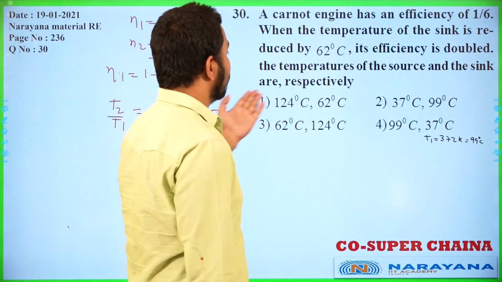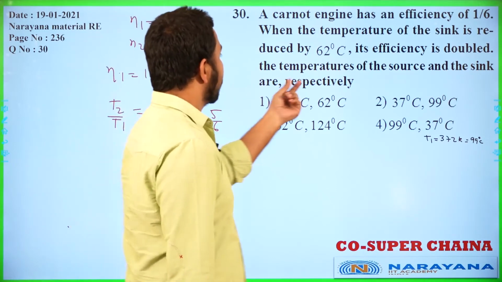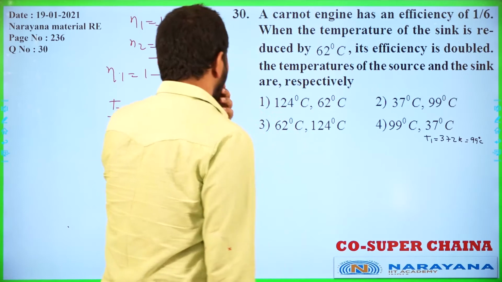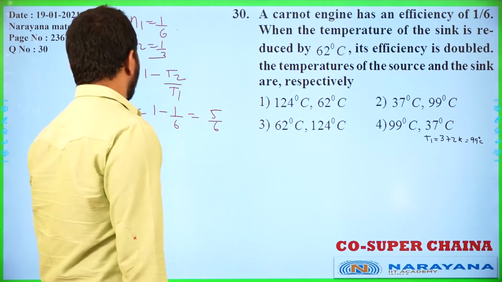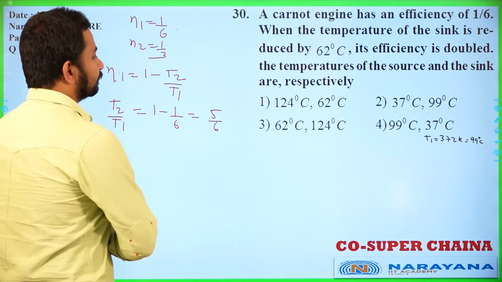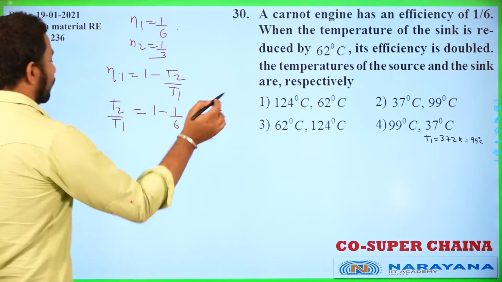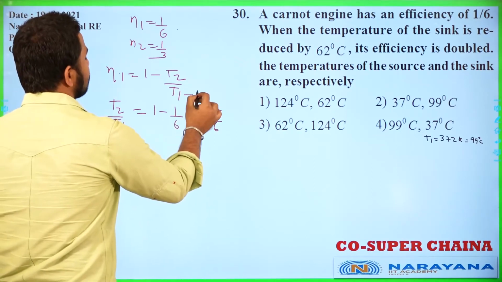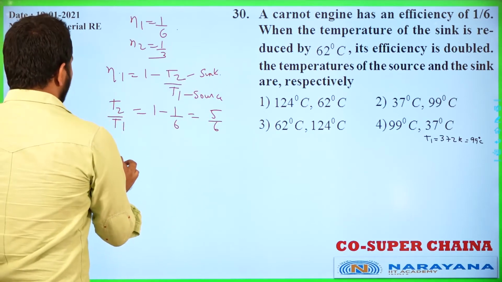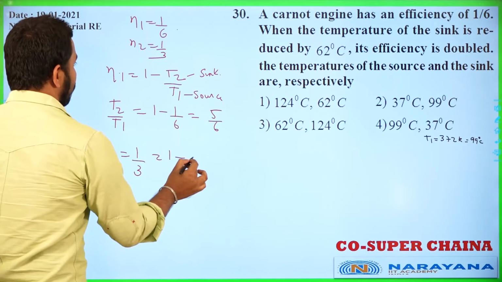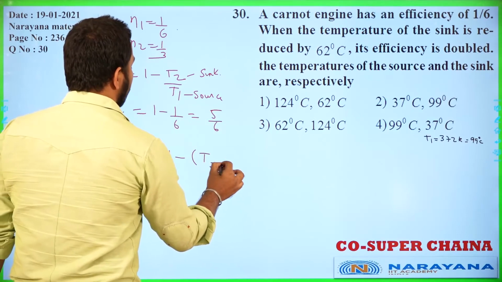Now the question asks you to calculate the temperature of the source and sink, respectively. For the next case, what is given is that the temperature of the sink is reduced by 62 degrees. We know this is the source and this is the sink, so this T2 will be reduced. Eta 2 will be 1/3, equal to 1 minus, and the sink T2 is reduced by 62 degrees, so T2 minus 62.